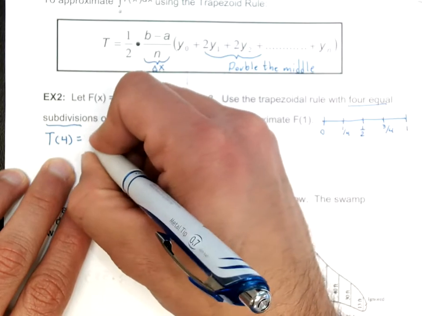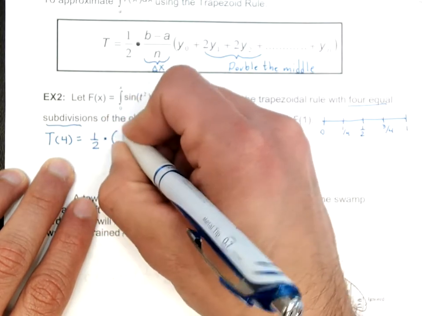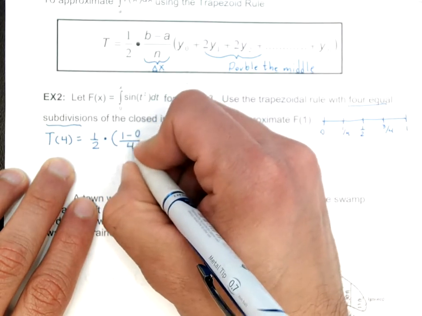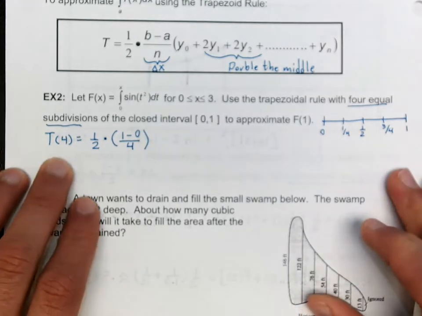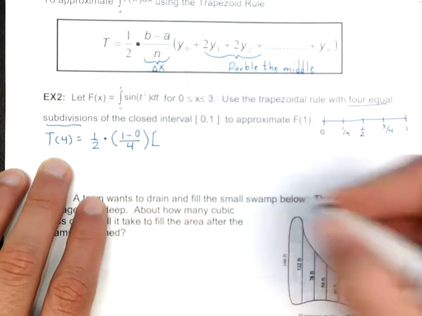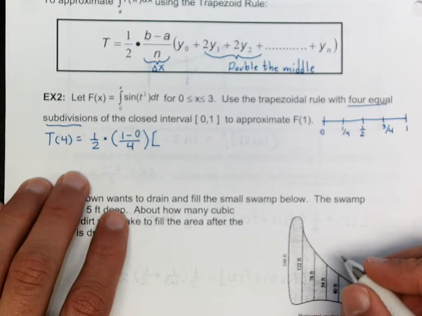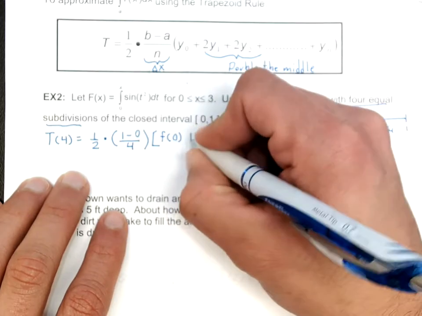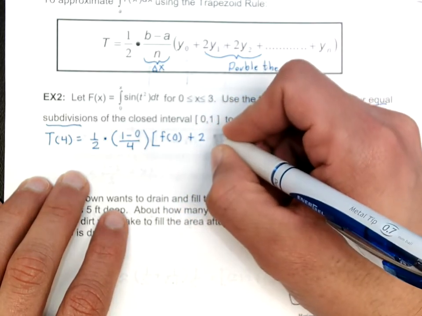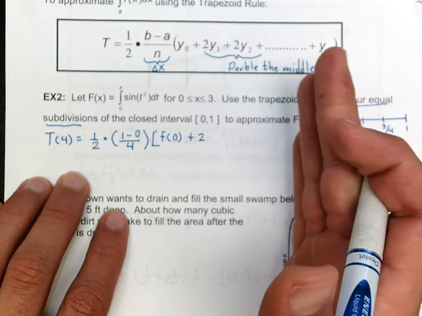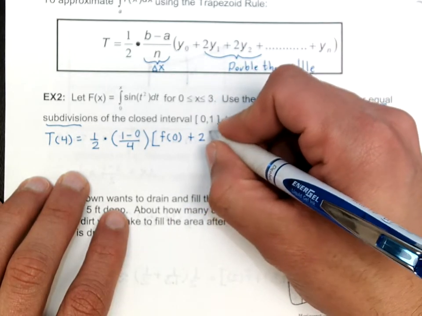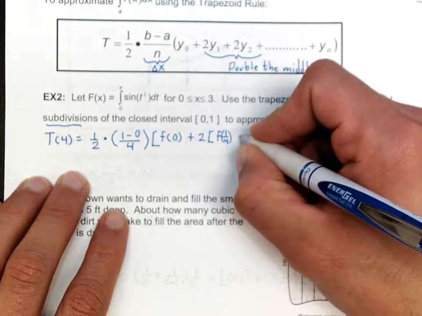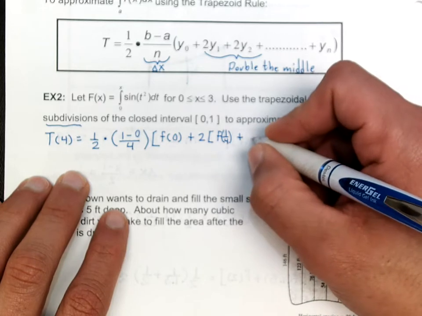I have 1/2, which comes straight from the formula, times 1 minus 0 over the number of subintervals, which in this case is 4. Right? And we're going to multiply that times all the heights, or in this case, all the bases. These represent the bases of each trapezoid. And normally, because you're sharing a side of the base with another trapezoid, you have 2 times the middle. So if you don't understand that, you're just doing twice the middle. So you can pull that 2 out.